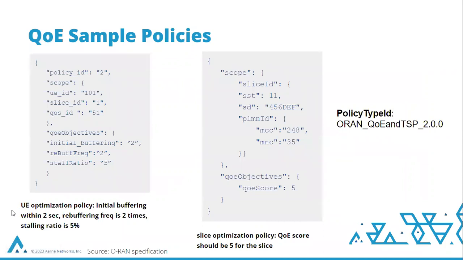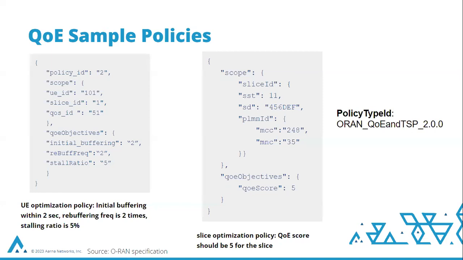Right. Here are a couple of samples for the QoE related policies. The first one, which is the leftmost, is about the UE optimization policy. Let us take this UEID 101. The requirements are that initial buffering has to be 2 seconds, rebuffering frequency is 2 times, and stalling ratio is 5%. So these are all the QoE objectives for this particular given UEID.